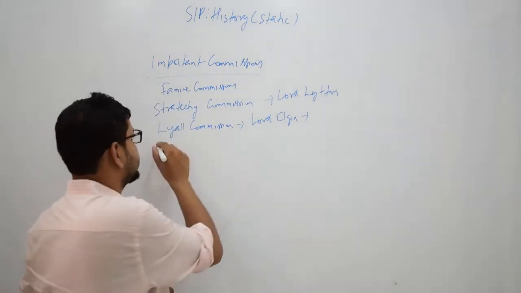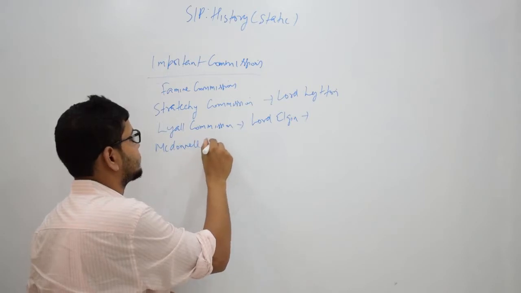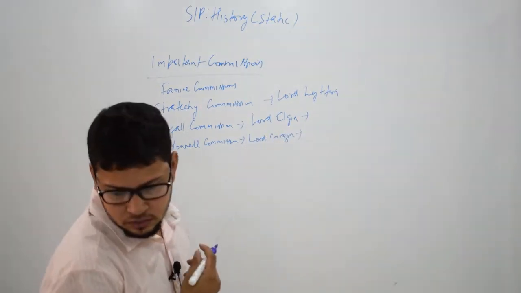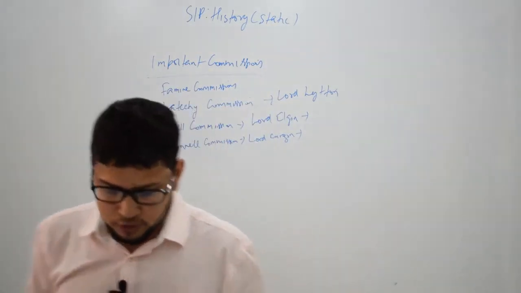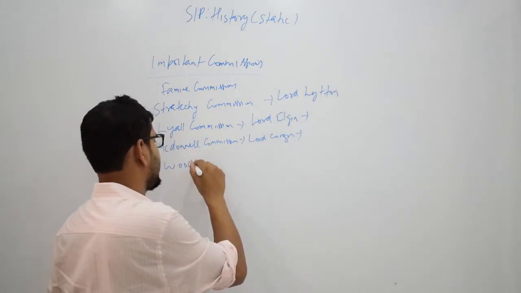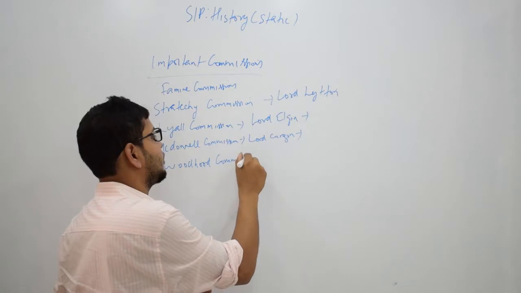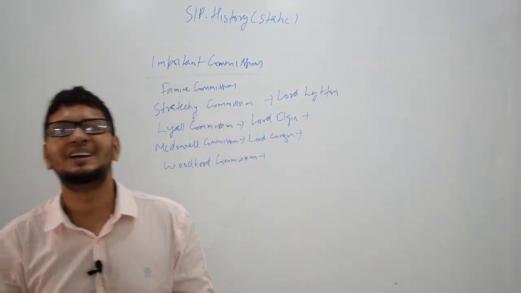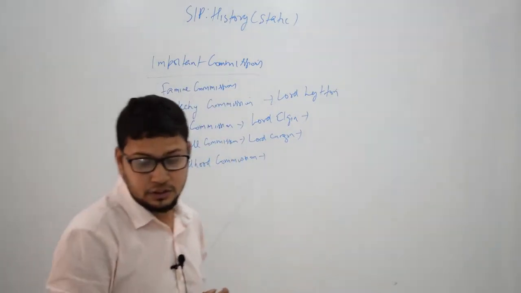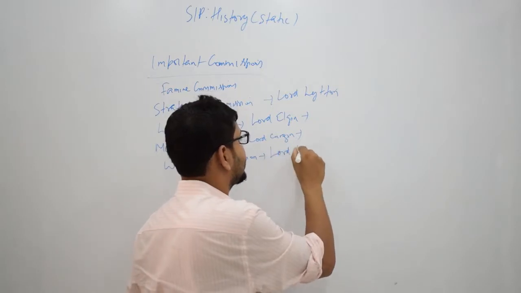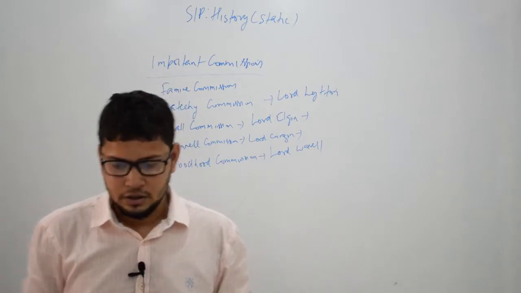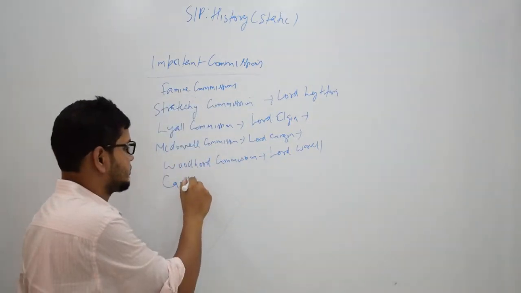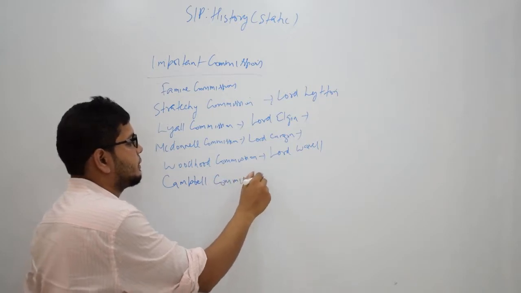Next we have the MacDonald Commission. This was introduced during the time of Lord Curzon. And then we have the Woodhead Commission. Woodhead Commission was established to investigate the events of the Bengal famine, where millions of people perished in 1943, and it was incorporated during the time of Lord Wavell. Last is the Campbell Commission. This was also for famine.